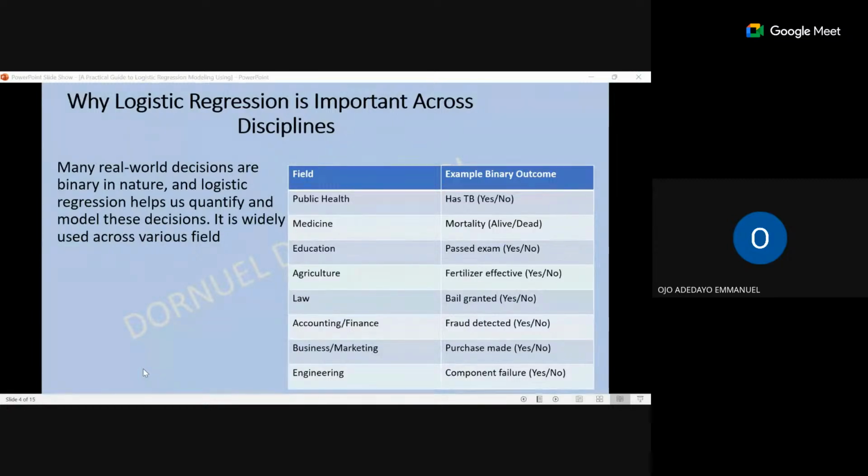So you can model that using a logistic regression model. Now, in education, you may want to model what things are contributing to a student passing very well in mathematics or in English language. Is it the teaching style? Is it the hours of teaching? Is it the CA that they have? We can use logistic regression to model that.